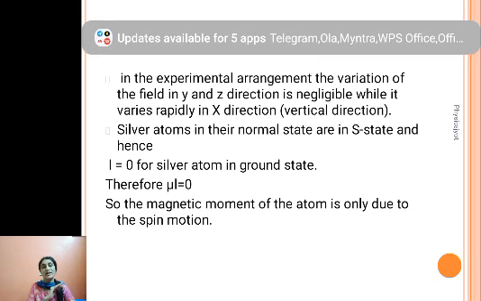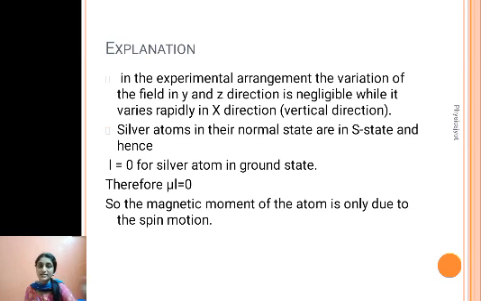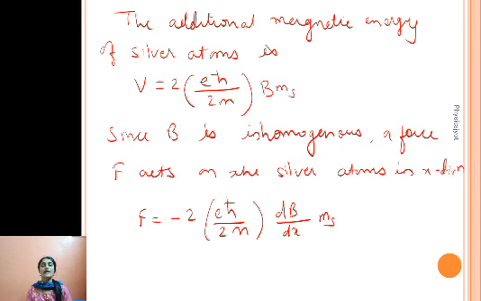So when we have orbital magnetic moment as 0, that means whatever magnetic moment we will get in this particular experiment, it will not be because of the orbital motion. That means it is because of the spin motion, and that is what we are trying to find out. Okay, so the additional magnetic energy of silver atoms is given by the formula V.